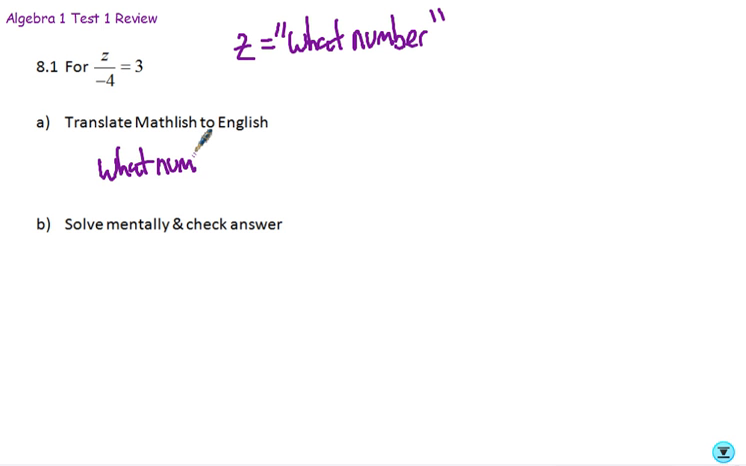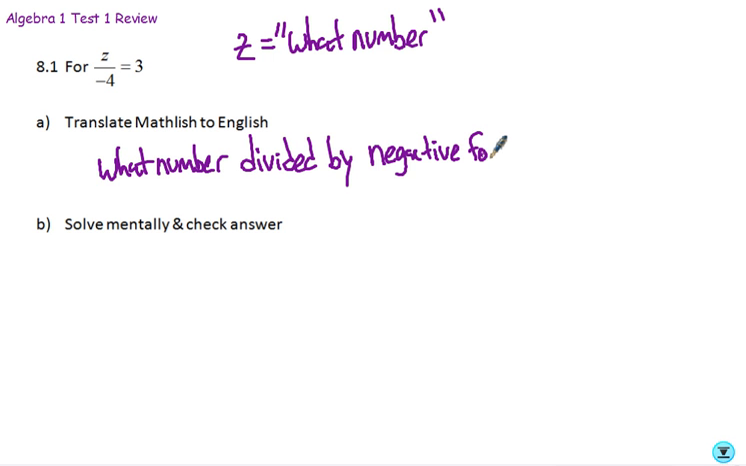So we want to say what number, and if you look at that bar, it means division. So what we would say would be what number divided by. And we might be tempted to say what number over -4, and certainly z is in the numerator of that fraction, in the top part of that fraction, but we want to be a little more specific with our language. So we want to say what number divided by -4 is equal to, or just is, 3.